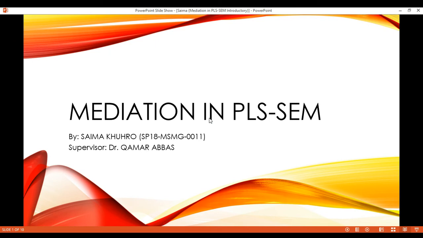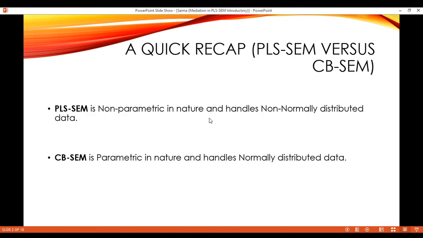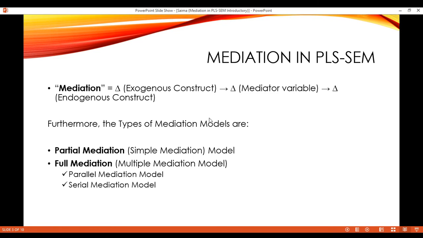Today I would like to explain the mediation models in PLS-SEM. A quick recap of partial least squares structural equation modeling versus covariance-based structural equation modeling is that PLS-SEM is non-parametric in nature. This means that it can handle non-normally distributed data, whereas CB-SEM, covariance-based SEM, is parametric in nature and it only handles normally distributed data.